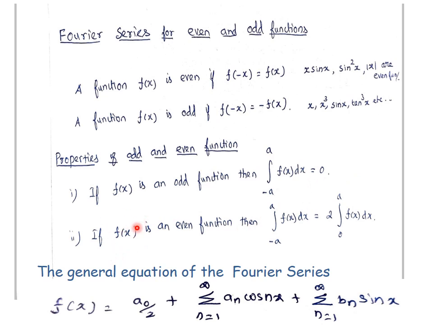As we already studied in the previous section, the general equation of the Fourier series for the periodic function f of x is f of x equal to a naught by 2 plus summation n equal to 1 to infinity a n cos n x plus summation n equal to 1 to infinity b n sin n x. Here a naught, a n and b n are called Fourier coefficients. These Fourier coefficients can be calculated by using the previous results.